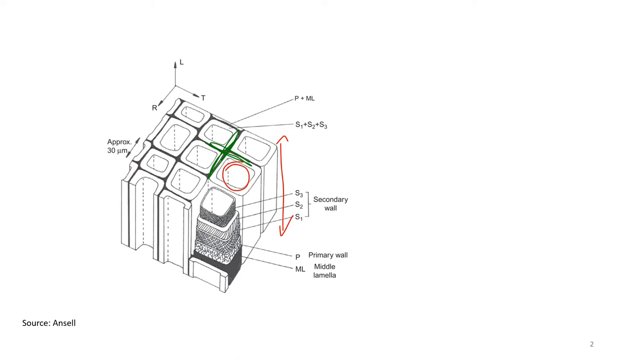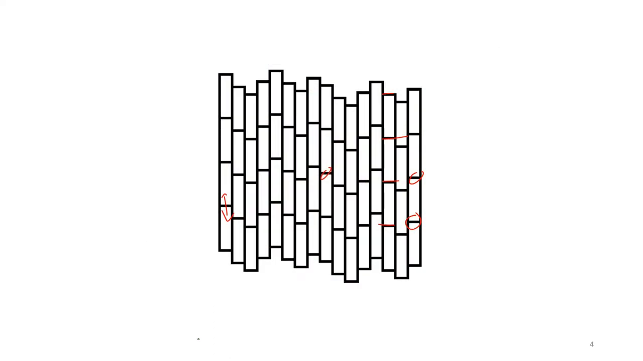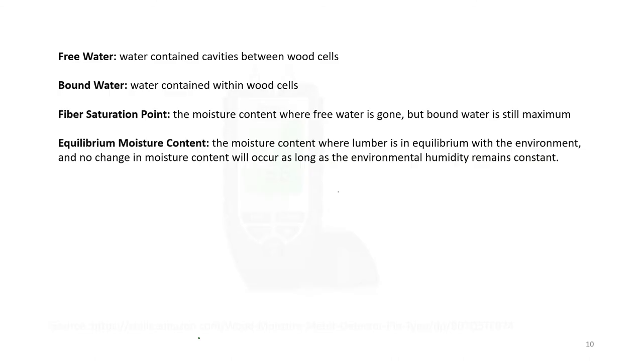Cells have all sorts of osmotic structures and organelles and things within them that like to tightly cling to water. So water is first driven off from the capillaries between cells, as shown in green here, rather than within the interiors of cells, labeled in the red circle here. And so this water that is between cells is referred to as free water. Free water is water that is contained in the cavities and capillaries between wood cells.